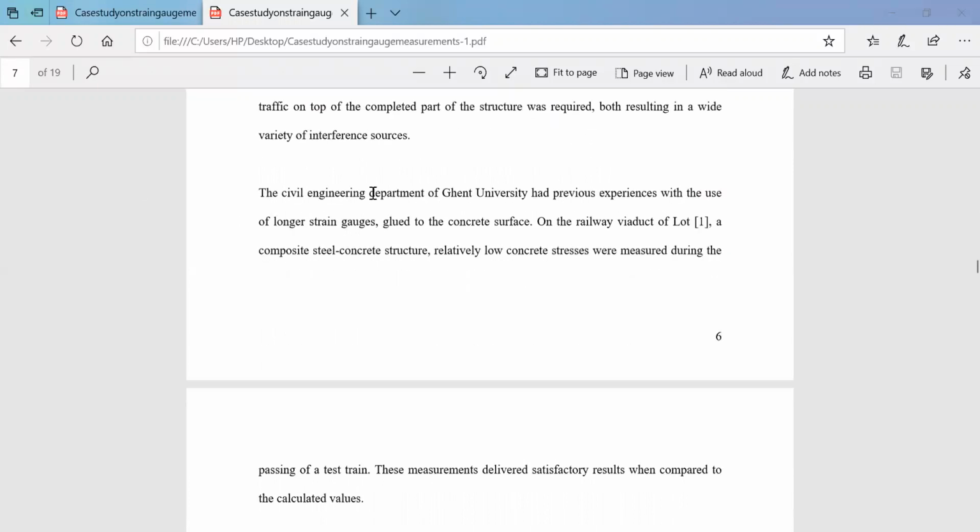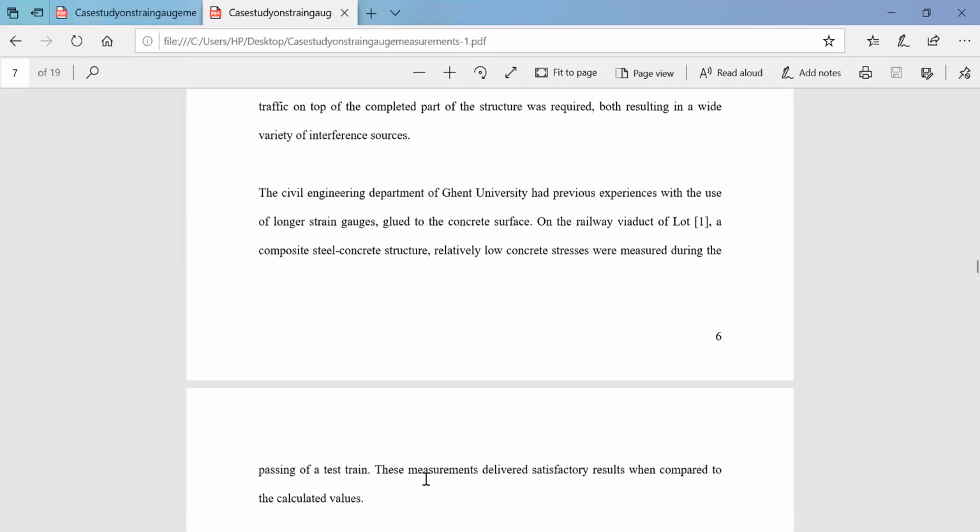The civil engineering department of Ghent University had previous experience with the use of longer strain gauges, and one of the professors from that department had experience of using these long strain gauges. He wanted to put in his insight on how it could be optimized or fine-tuned to yield a proper result. What he suggested is that on the railway viaduct, a composite steel concrete structure with relatively low concrete stresses could be measured during the passing of the test train.